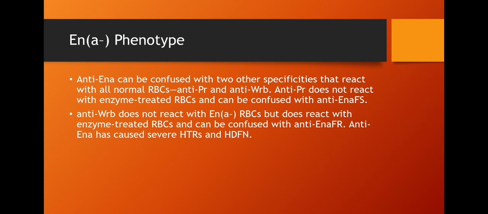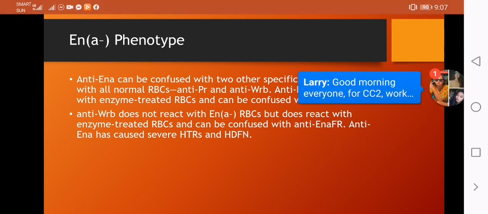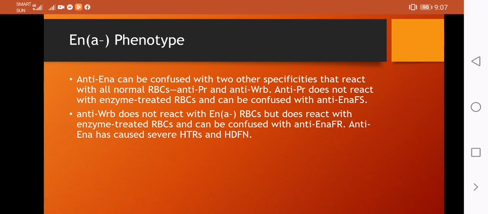Anti-En(a) can be confused with two other specificities that react with all normal RBCs, anti-Pr and anti-Wrb. Anti-Pr does not react with enzyme-treated RBCs and can be confused with anti-ENaFS. Anti-Wrb does not react with En(a-) RBCs but does react with enzyme-treated RBCs and can be confused with anti-ENaFR. Anti-En(a) has caused severe HTRs and HDFN.